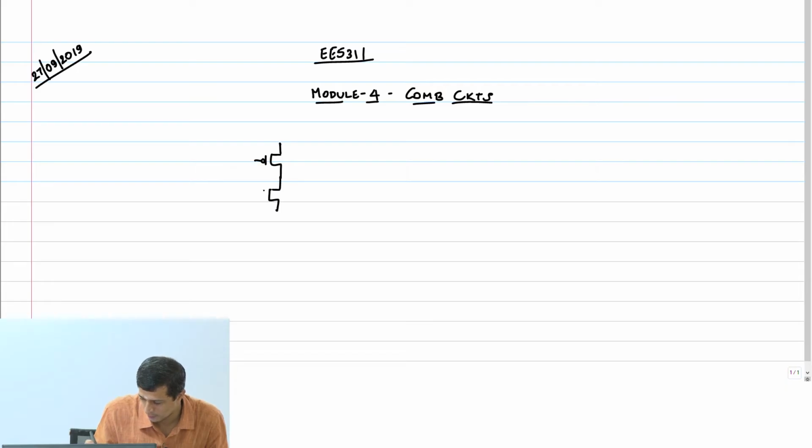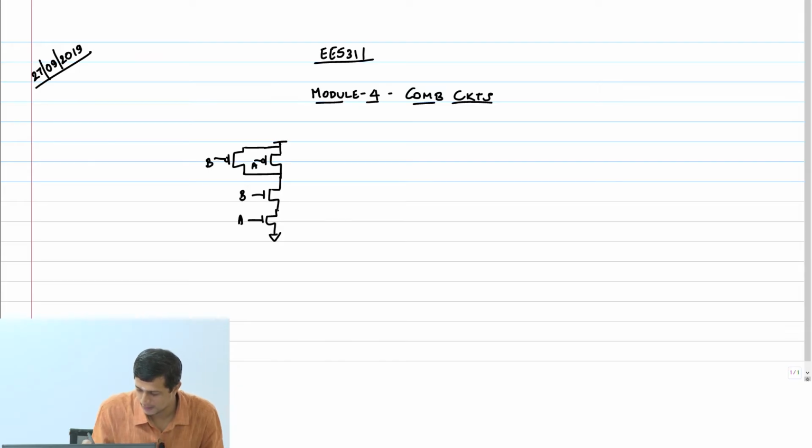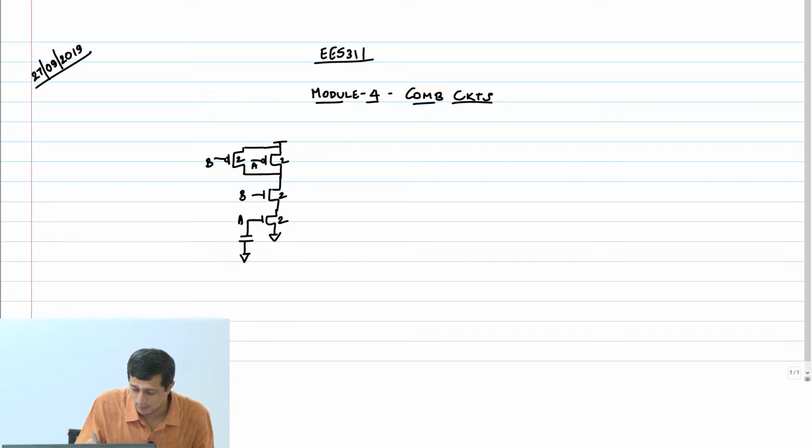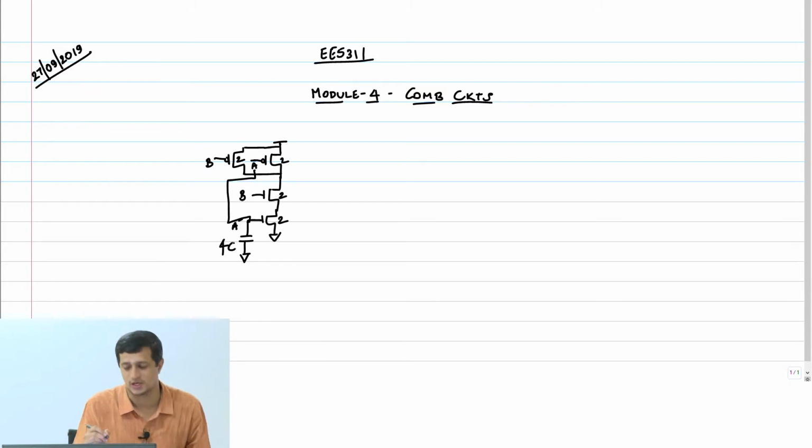NAND 2. Inputs A, B, and output. The sizes are 2, 2, 2 and 2. So what's the net capacitance on input A? It is the sum of both NMOS and PMOS capacitance. Therefore you will get 4C: 2C from here and 2C from here.